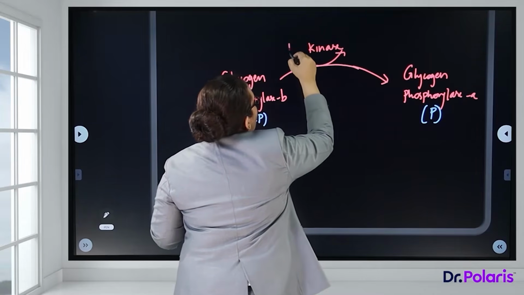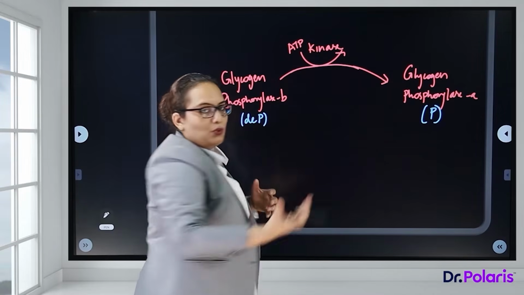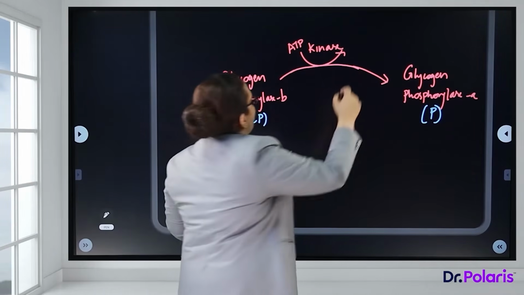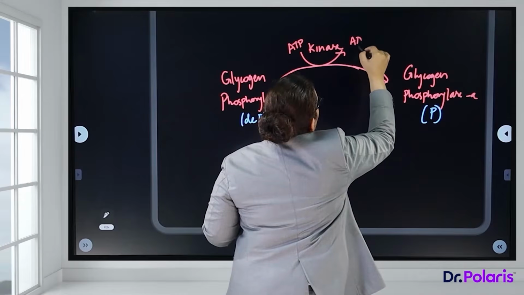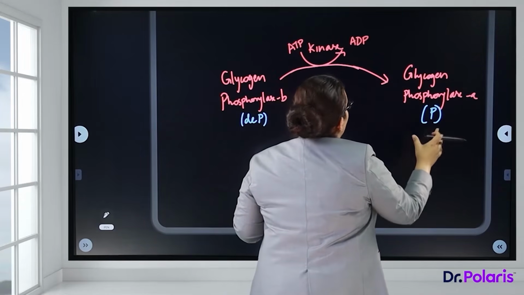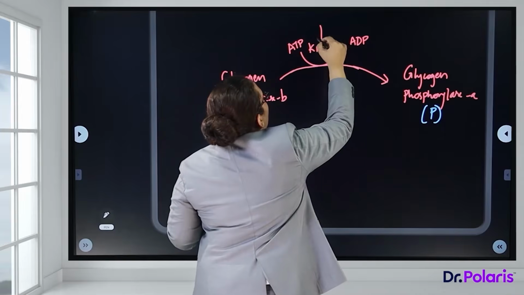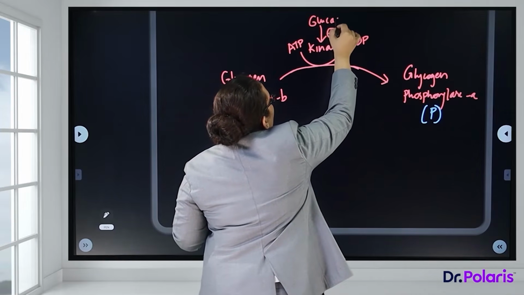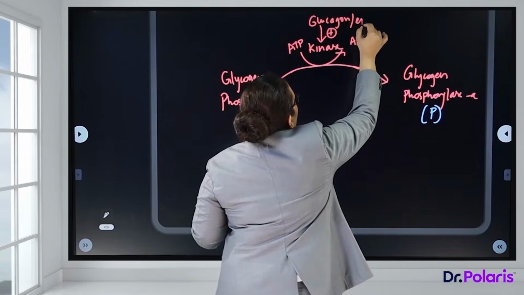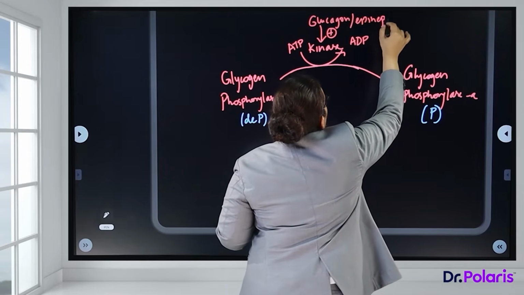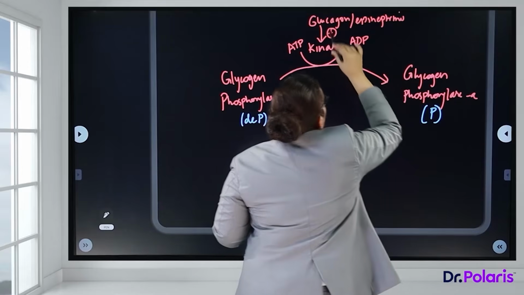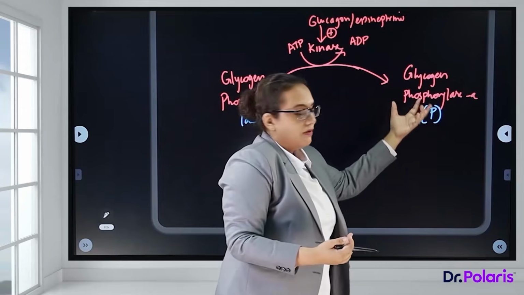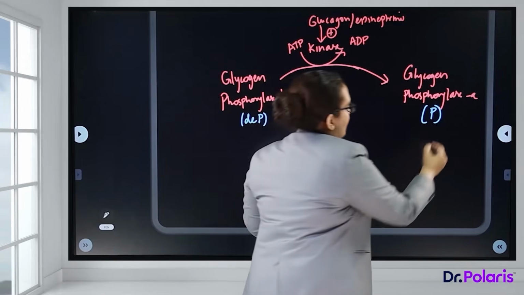Kinase utilizes ATP, which acts as a donor for phosphate. The phosphate is attached to glycogen phosphorylase, and then you get a phosphorylated form which is active. Kinases are always stimulated by glucagon or epinephrine. So in the presence of glucagon or epinephrine, kinases are activated. You have the phosphorylated form of glycogen phosphorylase which is formed, which is the active form.